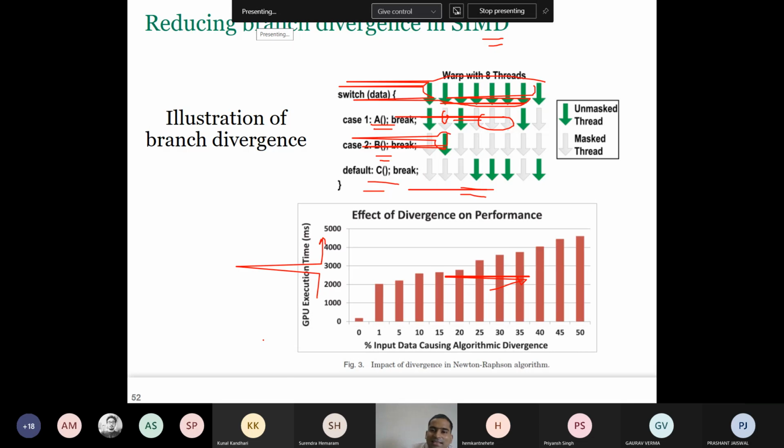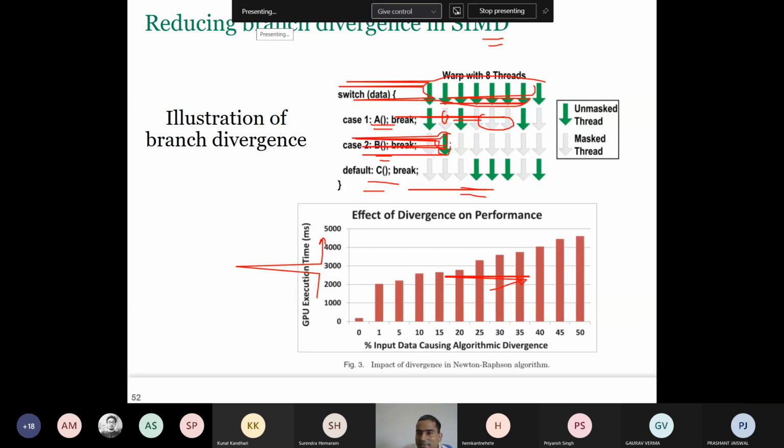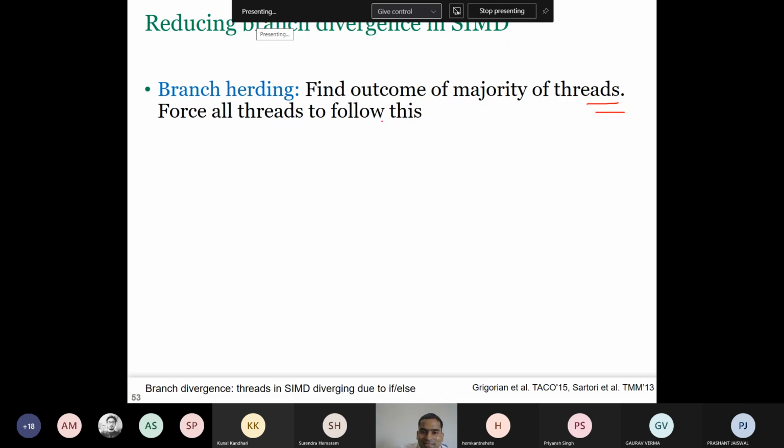Okay, let me discuss. The whole idea is what we'll call branch herding. So what is branch herding? Find the outcome of the majority of the threads and force all threads to follow that path. For example, here only one thread executes the part B. So let us either not execute it, that's one possibility, or let us force this thread also to follow path A. Of course, we are introducing an error. That's what approximate computing is all about.